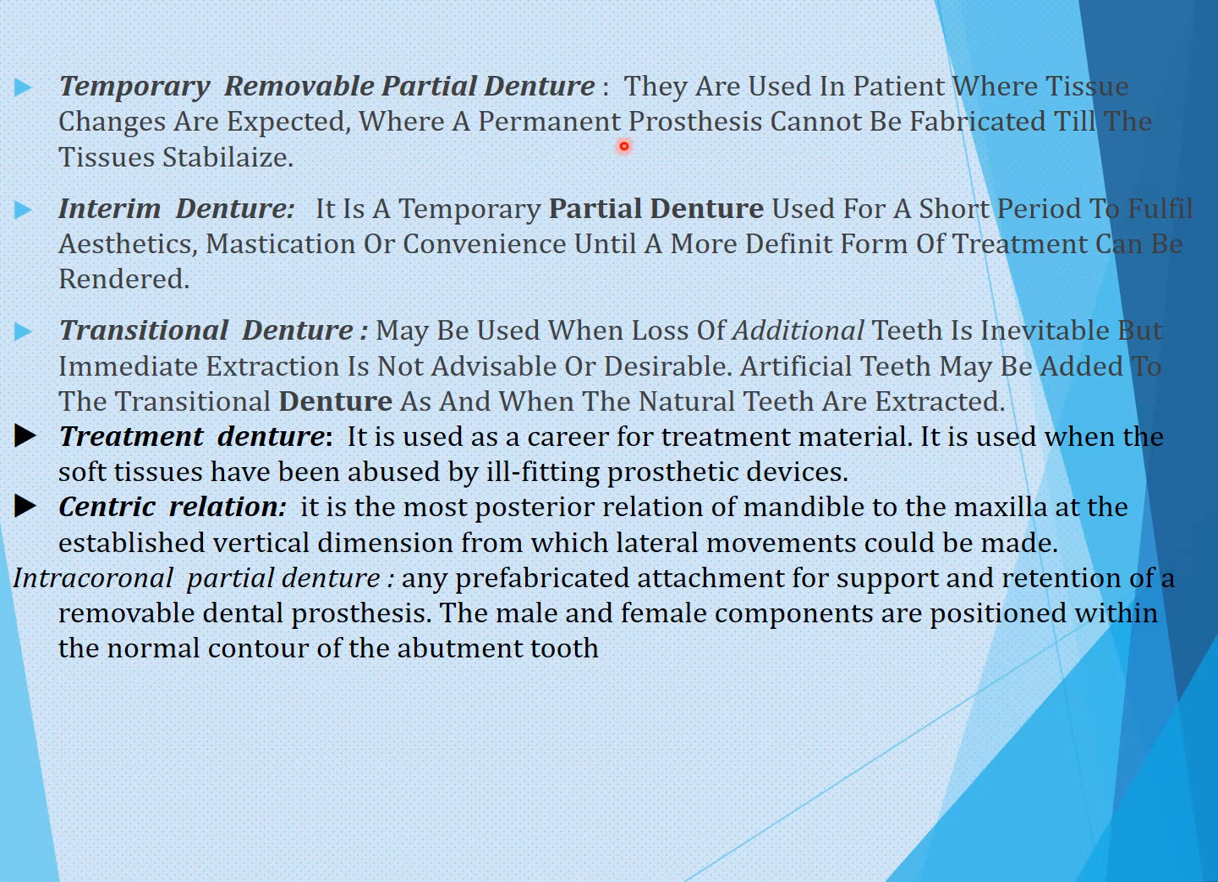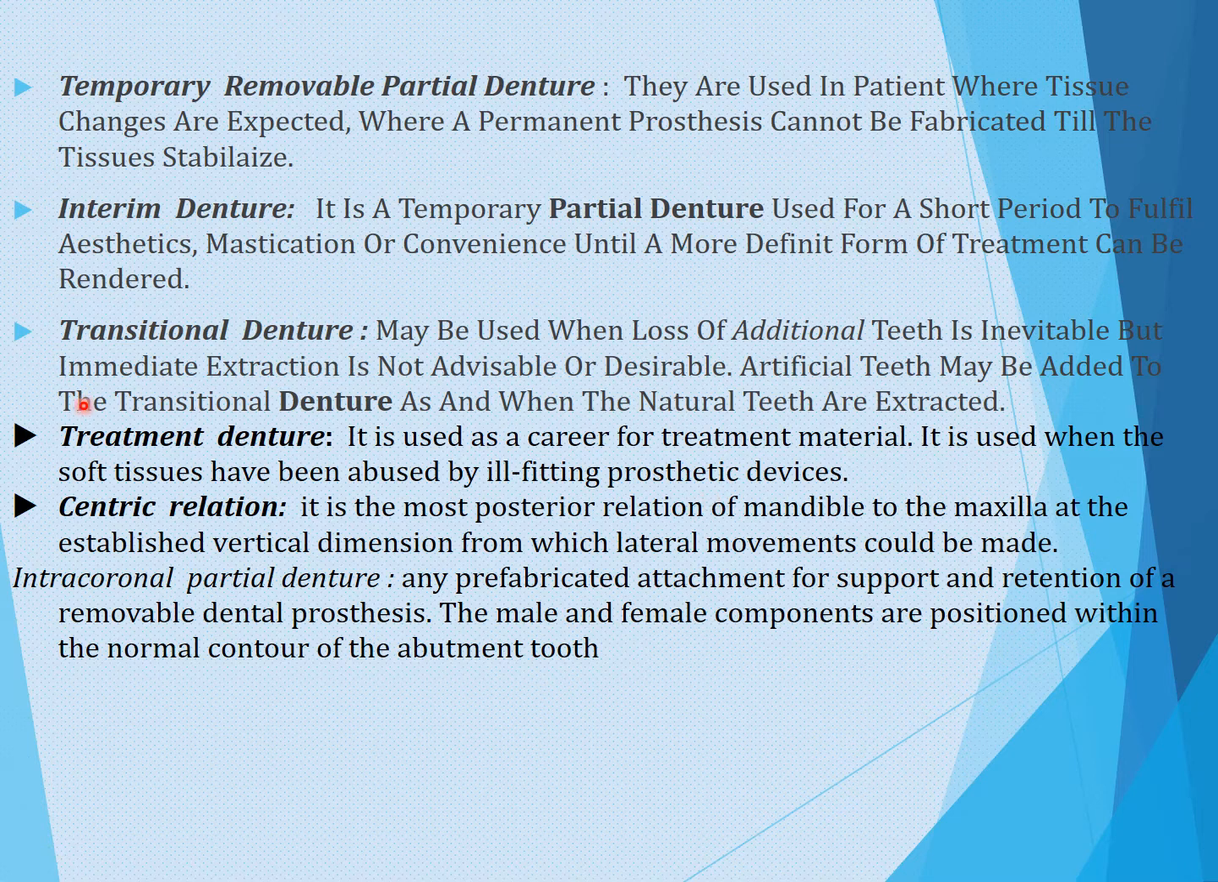Coming to temporary removable partial dentures, which are used in patients where tissue changes are expected, and then the permanent prosthesis will be placed later. Interim dentures are partial dentures which act as temporary dentures for a short period of time. When a patient wants to go for an implant and the extraction socket is not ready, you can give an immediate denture, so that will serve the purpose of an interim denture. A transitional denture may be worn when loss of additional teeth is inevitable but immediate extraction is not advisable or desired, so you can wear it in that transition phase.